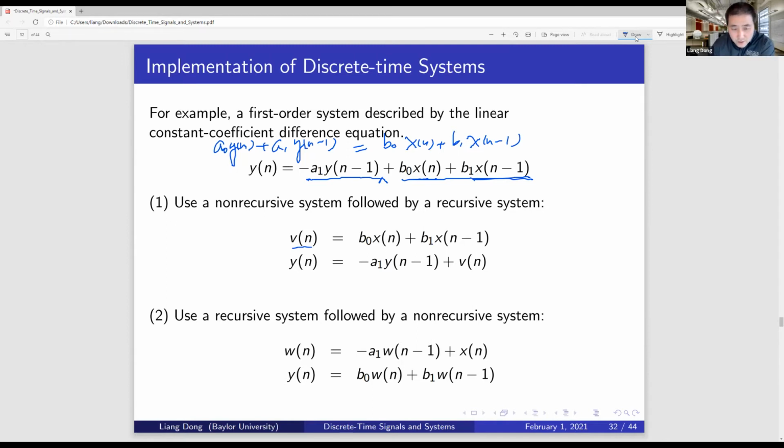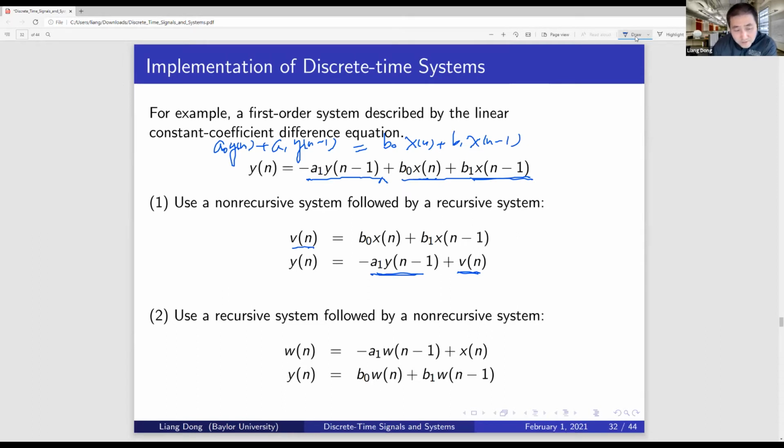And then the second part follows as a recursive system. So v[n] is v[n] here, and you plug it into your original equation. So y[n] equals negative a1 y[n minus 1] plus v[n]. Because we have this term, I have another y here, that's the output. So it's a feedback, or it's recursive. I got my output, you store it in memory, delay it one time unit, and then put it into this equation again. So that is a recursive system. It's very easy to see and very obvious.